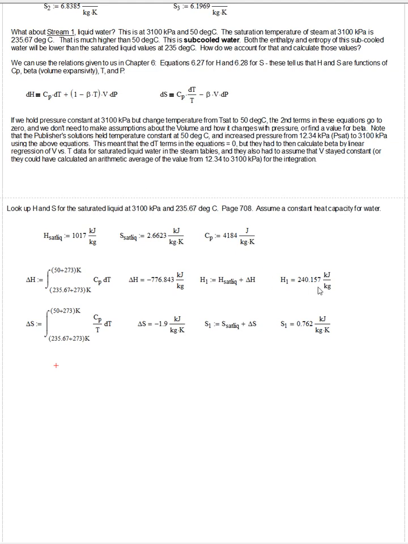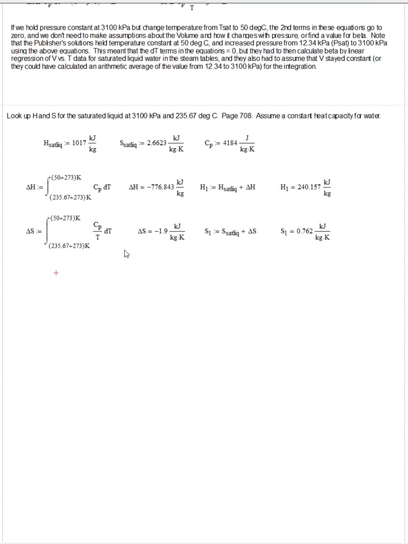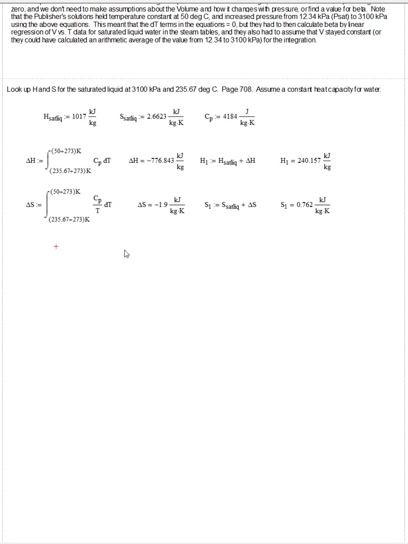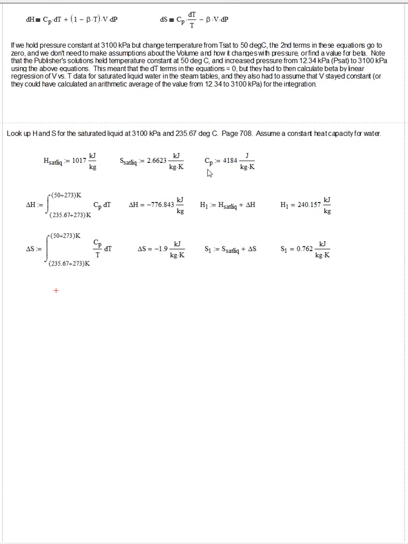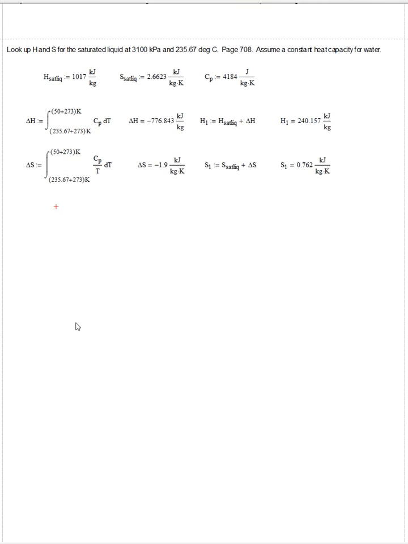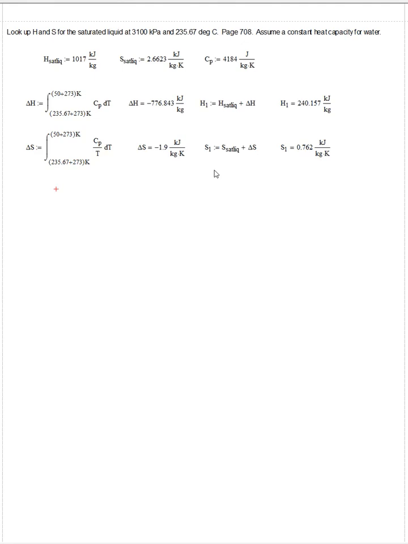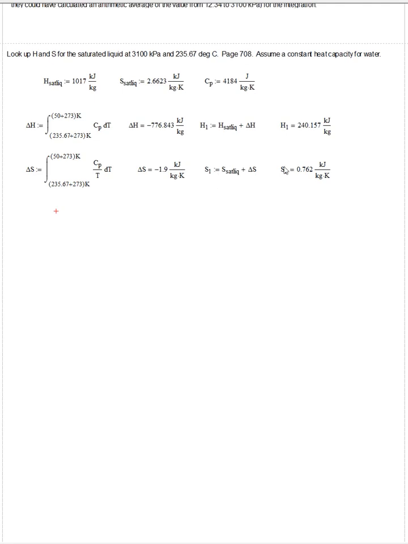And if you look at the published solutions, they get values that are pretty close to what we got. But the way we did it here, by keeping pressure constant and integrating with temperature, is a lot easier, and I think probably has the potential to be more accurate, because heat capacity being constant over this pressure range is a lot more reasonable than assuming that volume and beta are constant. All right, so that was a lot of work just to get the enthalpy and entropy of subcooled liquid, but now we know how to do that.